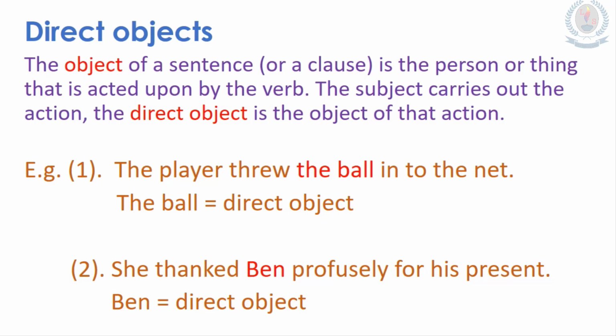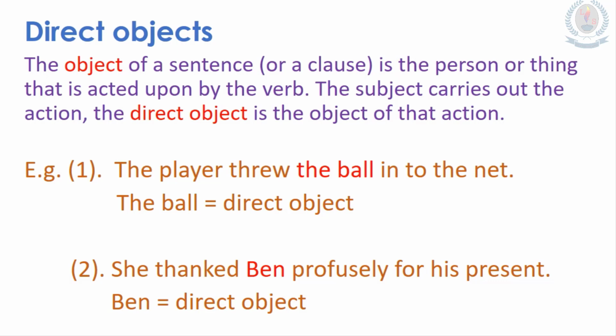Let's see. The subject carries out the action. The direct object is the object of that action. Didn't you understand? If I tell like this, right? If we take a sentence, there is a subject, verb and object in a sentence. When the verb is giving orders, the object is helping the verb to complete the action of the sentence. That is told here. That is the simple meaning of these two sentences, right?